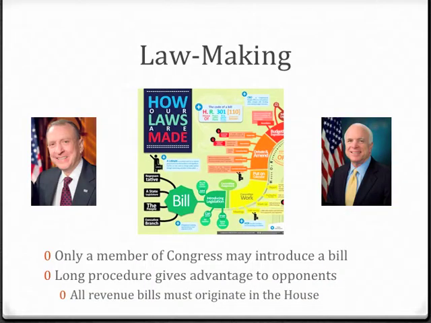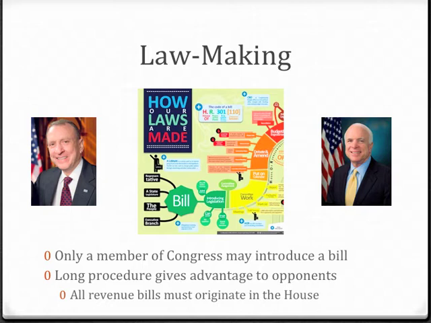All right, a couple of basic statements of fact about lawmaking. Only a member of Congress may introduce a bill. So you have to be a representative to introduce a bill to the House, and you have to be a senator to introduce it to the Senate. I know that sounds like common sense. Remember, that does mean that the president cannot introduce a bill. If he's going to write a bill, he can do that, but he has to give it to somebody in Congress, and then they can introduce it for him. Nobody else can do that but a congressman.